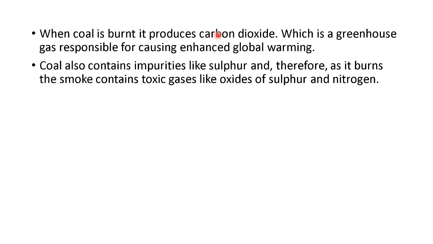So when coal is burned, it produces carbon dioxide, which is a greenhouse gas responsible for enhanced global warming. Okay? And coal contains impurities like sulfur and nitrogen. Therefore, when it burns, the smoke contains toxic gases like oxides of sulfur and nitrogen. So with more carbon dioxide and other greenhouse gases in the environment, of course, heat will get entrapped and cause global warming, okay, or the greenhouse effect. Along with that, if these impurities or molecules are suspended in the air, okay, then they may show hazardous effects on animals, okay, along with the plants, because they may interrupt gaseous exchange, or these oxides or different kinds of molecules may show hazardous effects on plants also.